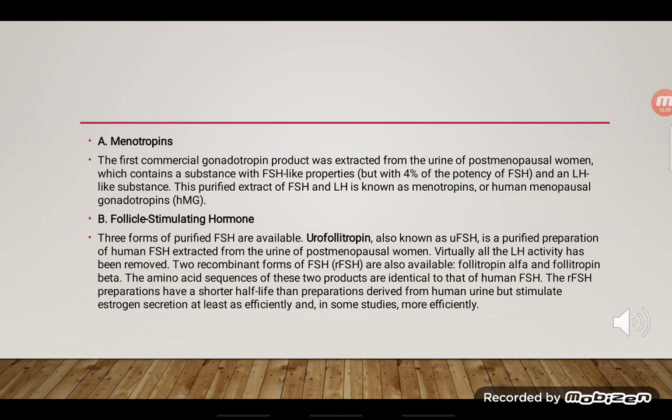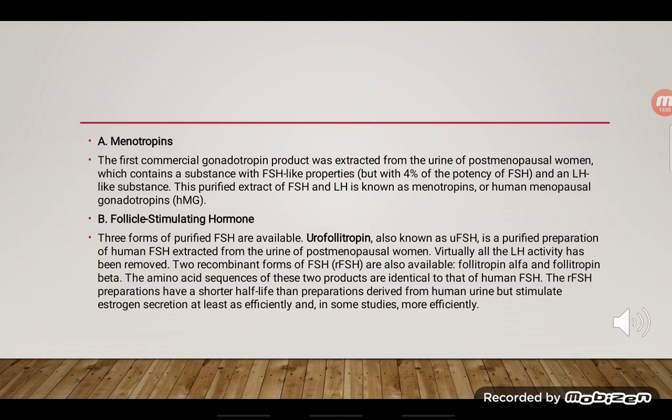For FSH, the follicle stimulating hormone, we have three purified forms available. These include urofollitropin, which is extracted from the urine of postmenopausal women, and two recombinant forms, which are follitropin alpha and follitropin beta.